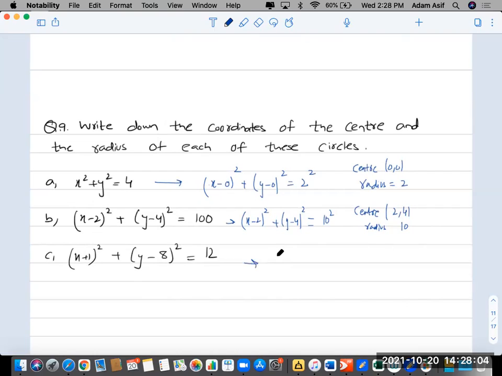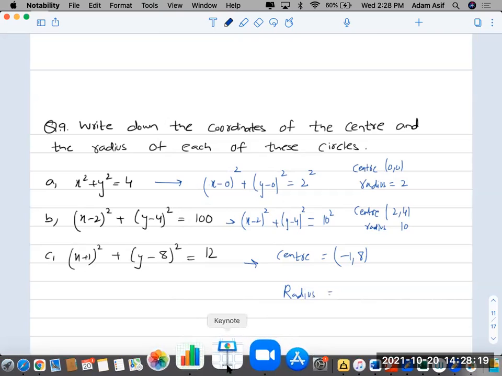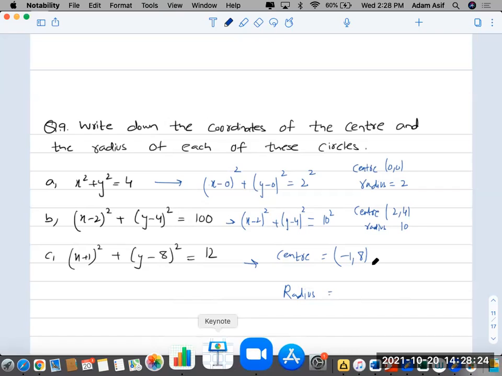Similarly, x plus 1 the whole thing square plus y minus 8 the whole thing square equals to 12. So what's the center going to be? Minus 1, 8. Does everyone agree that it's going to be minus 1, 8 and not 1, 8? And what's the radius going to be? Exact form में क्या होगा? Sorry?